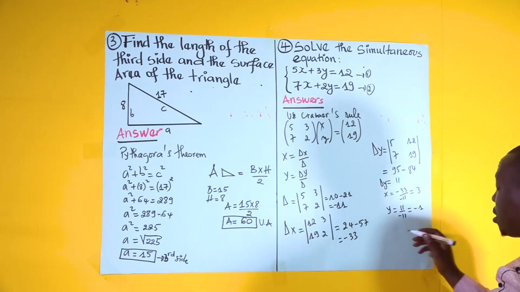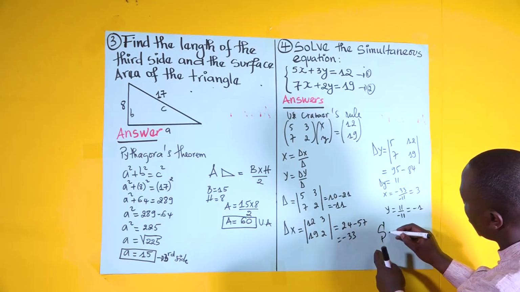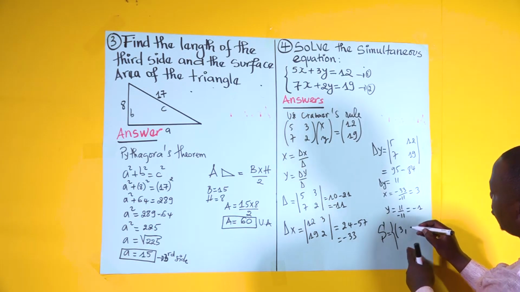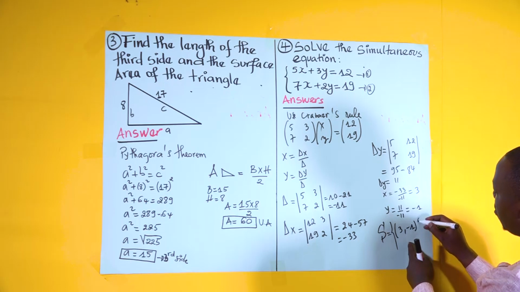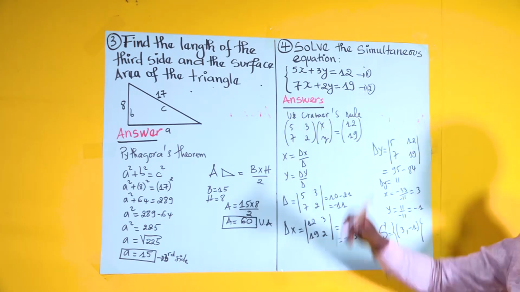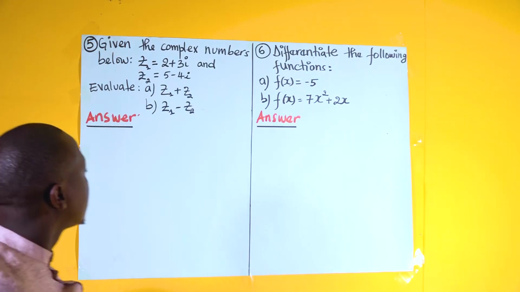So when I want to write the solution set, it is a couple of two numbers. One is x, which is 3. Another one is negative 1, which is the value of y. So this is a solution set for a question like this one.